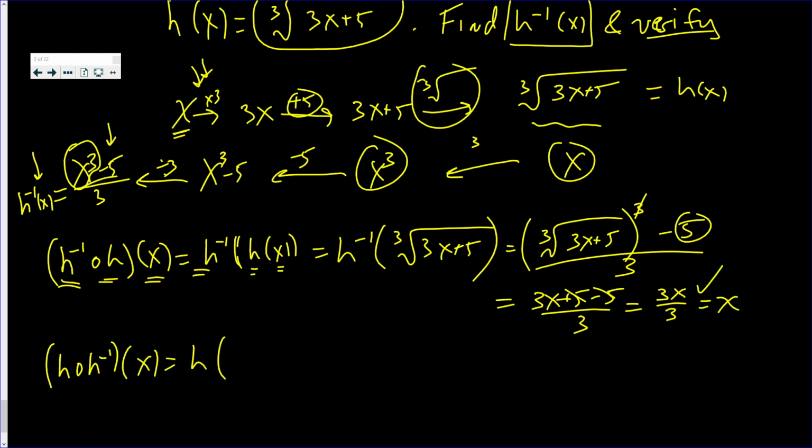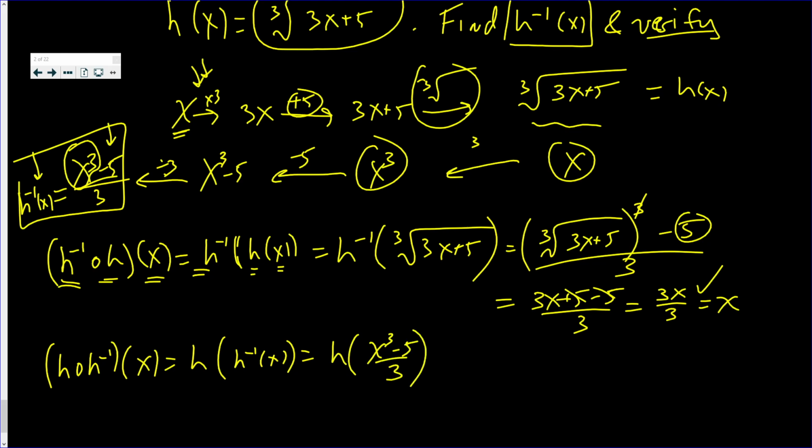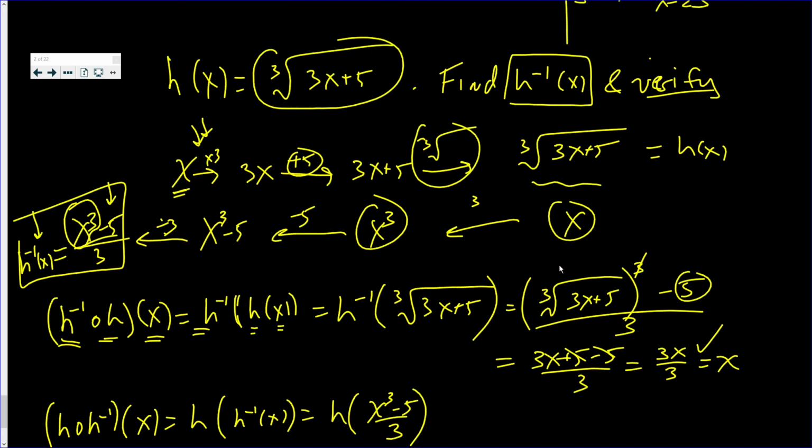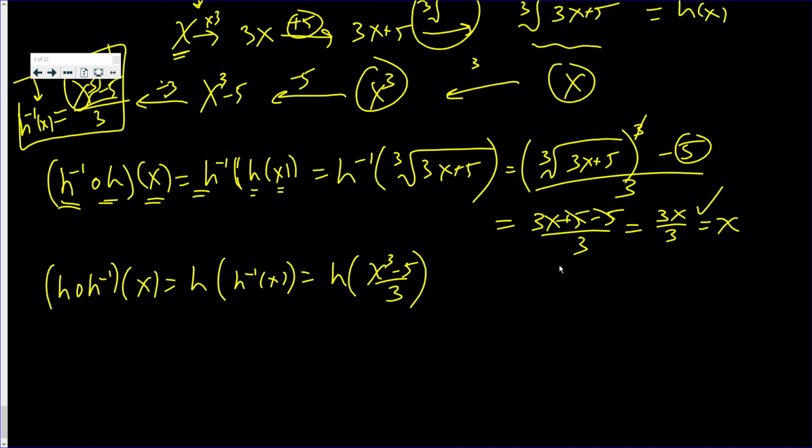Now, we do it the other way. This is h evaluated at h inverse of x. But h inverse of x is x cubed minus 5 over 3. So this is h of x cubed minus 5 over 3. Now, what does h do to what's inside the brackets? It multiplies it by 3 and then it adds 5. And then it takes the cube root. So first, I'm going to take what's inside the brackets. I'm going to multiply it by 3 and add 5.